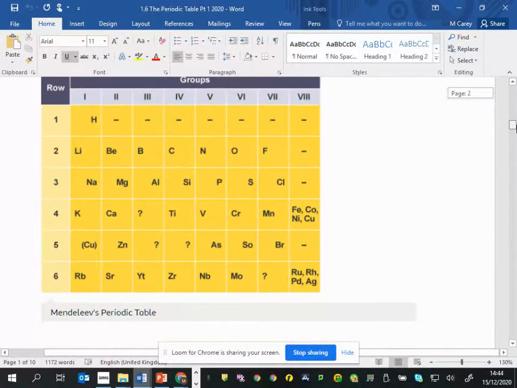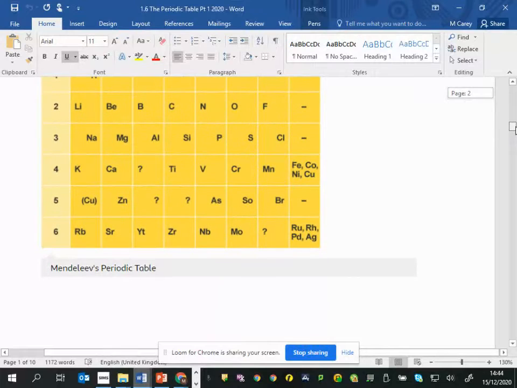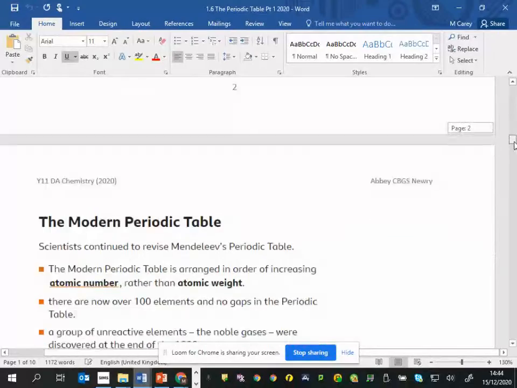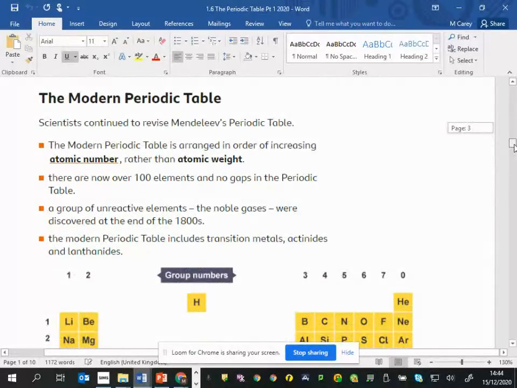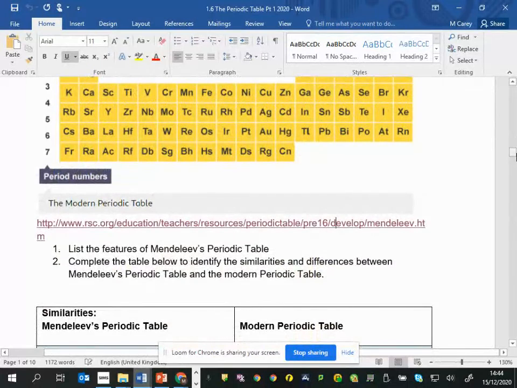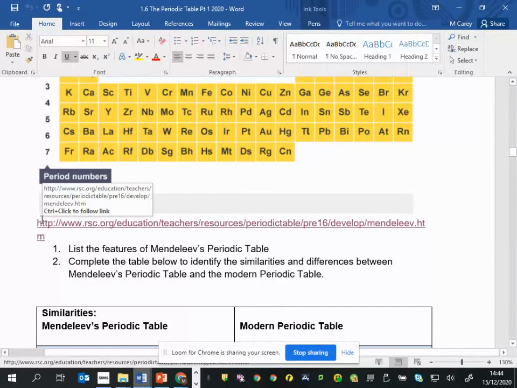There's an example of Mendeleev's. I was saying to the boys that I was using the CCEA GCSE Chemistry Bitesize website, which has things laid out very nicely, I think. So I'd stolen some stuff off that. And here's the modern periodic table. So really all we got to was listing the features of Mendeleev's periodic table.